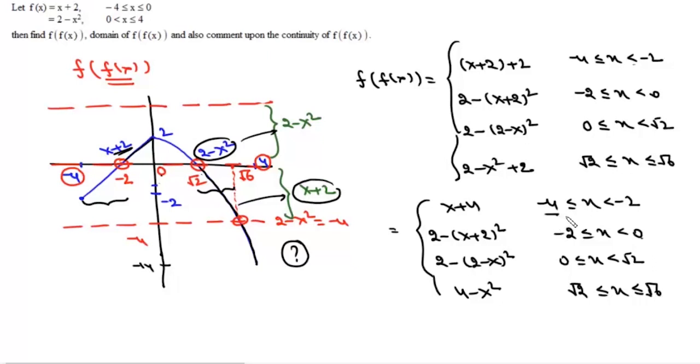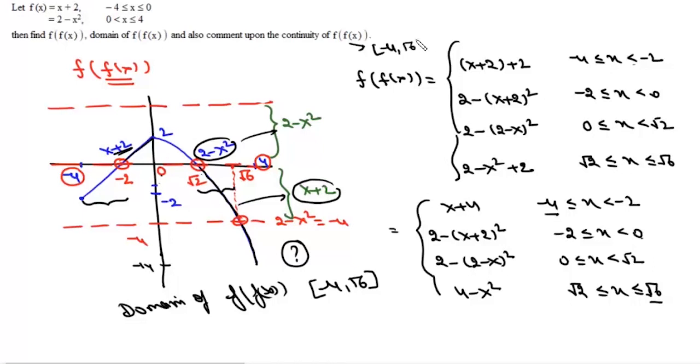Now this function is defined from minus 4 to root 6. So the domain of f of f(x) will be from minus 4 to root 6. Now since f(x) is continuous, its composition with itself will also be a continuous function. So this function will be continuous in its domain, which is from minus 4 to root 6. So this is our graphical method. Now we'll solve this question using the algebraic method.